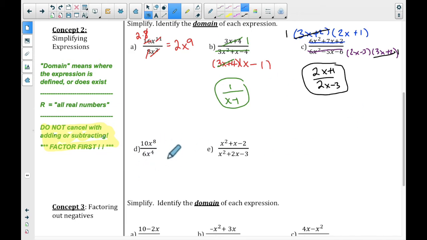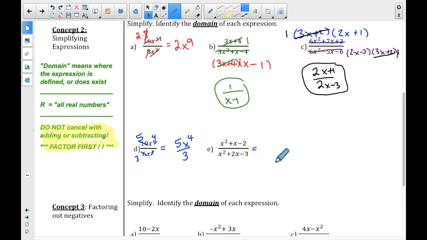Okay, let's look at this next one. Well, this one's again an easier one. 10 and 6, well, 2 goes into 6 3 times, 2 goes into 10 5 times. And x to the 4th and x to the 8th, we subtract those and get a 4 on the top. So our answer is 5x to the 4th over 3.